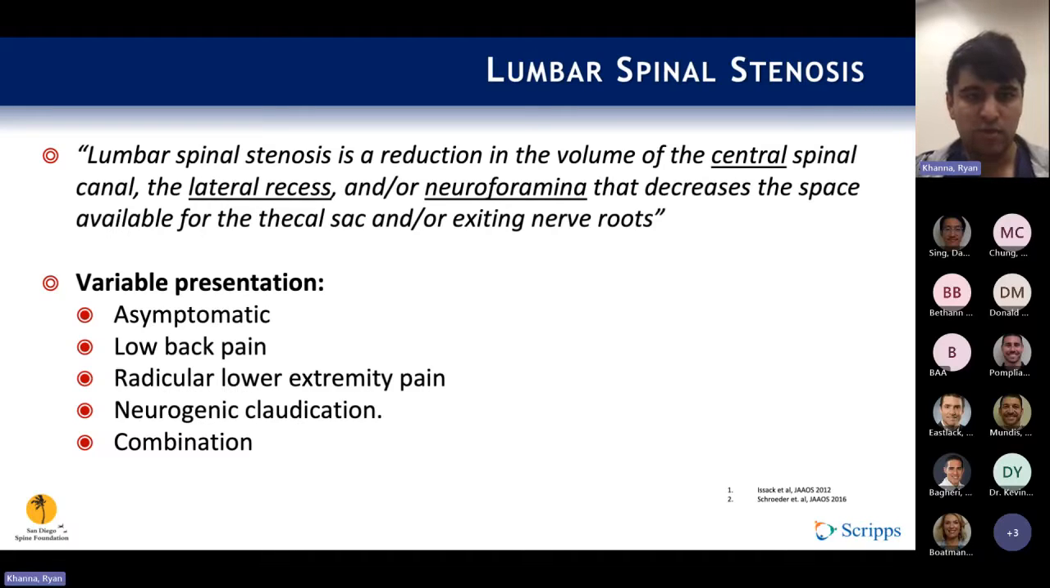And as you can see from a radiologic perspective, patients can have the same scan but have many different variable presentations. Some of our patients are completely asymptomatic from lumbar spinal stenosis. Some of them have low back pain. Some of them have a radicular lower extremity, bilateral leg pain, unilateral leg pain. Some of them present with neurogenic claudication. And most commonly, you see a combination picture of a bunch of different presentations from any lumbar spinal stenosis.